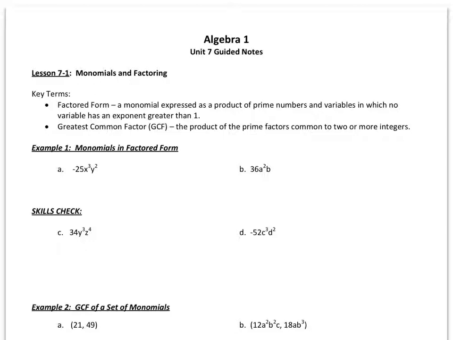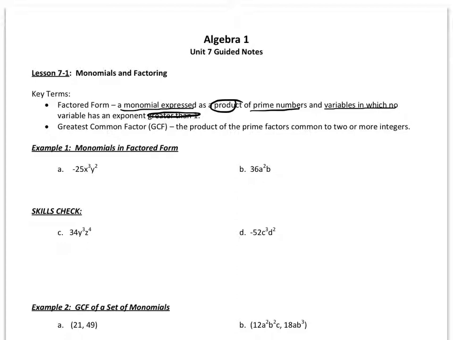Factored form is a monomial expression written as a product of prime numbers, which means nothing can go into it besides 1 and the number itself, and variables in which no variable has an exponent greater than 1. And we'll show what that looks like in a moment.